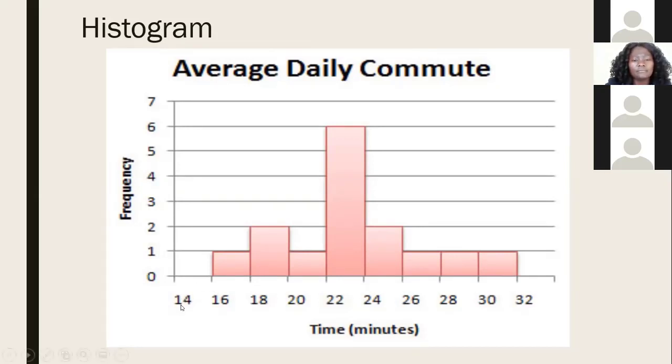So you can see that 14 minutes, there's no one who takes 14 minutes. 16 minutes, we've got maybe one person. Then between 18 to 20 minutes, we've got 2 people and so on, up to 30 to 32, we've got 1 person. So you see the difference between a histogram and a bar chart is that the histogram condenses, there are no spaces in between, unlike in the case of a bar chart. Okay, so that is the histogram that we want.